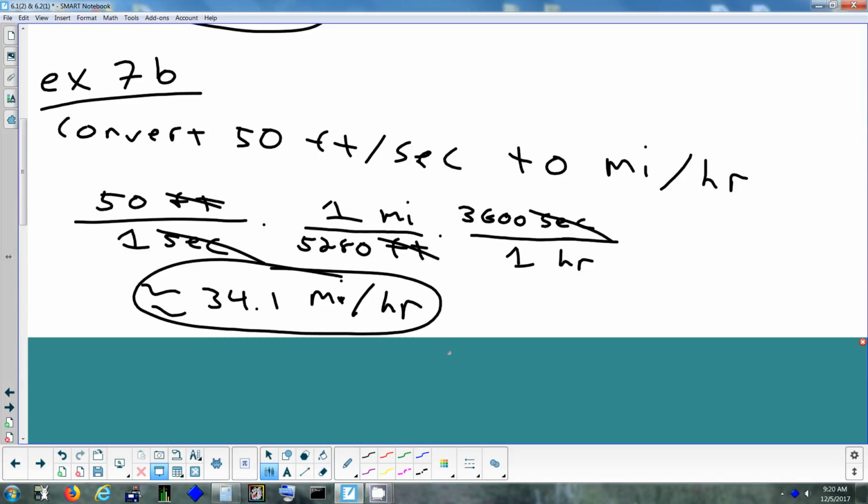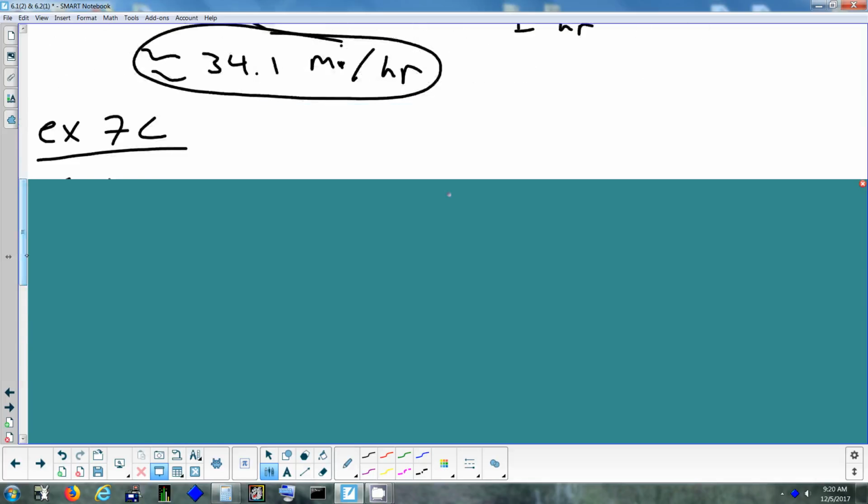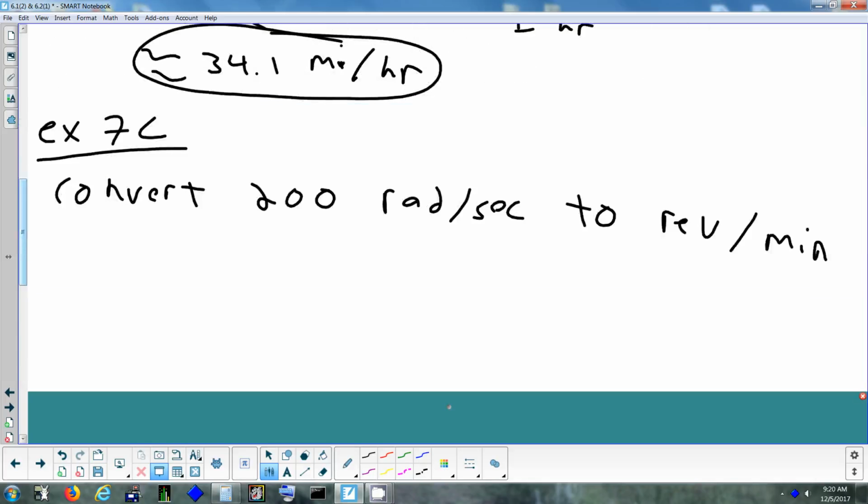So that's a rate, but we're still using units that we're very used to. So now let's do some units we started learning about yesterday. Let's convert 200 radians per second to revolutions per minute. So that's 200 radians you're traveling in 1 second. Let's start with the unit that we're less familiar with, radians. Let's convert radians to revolutions.